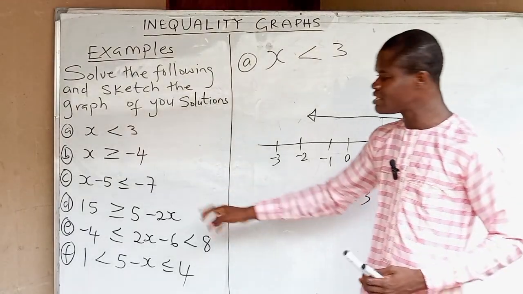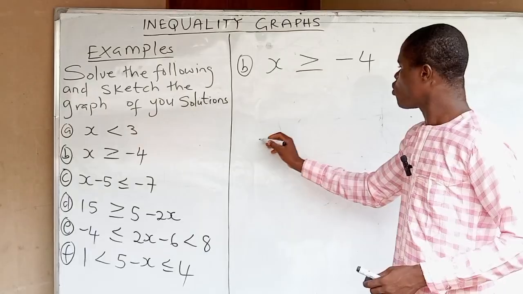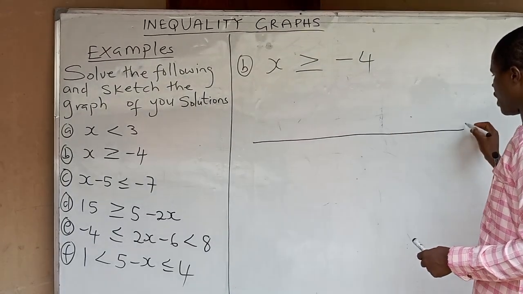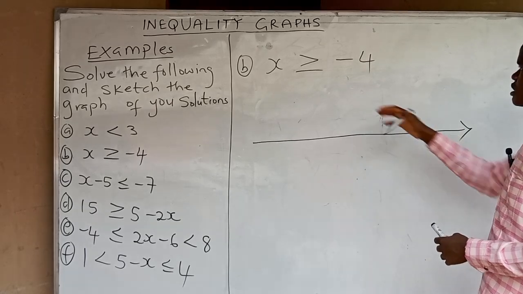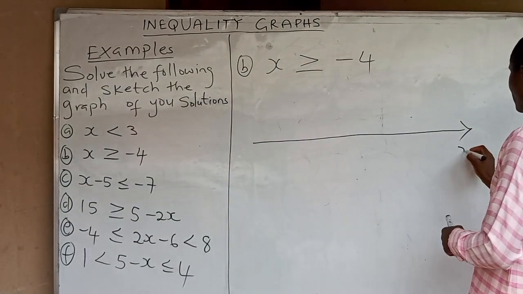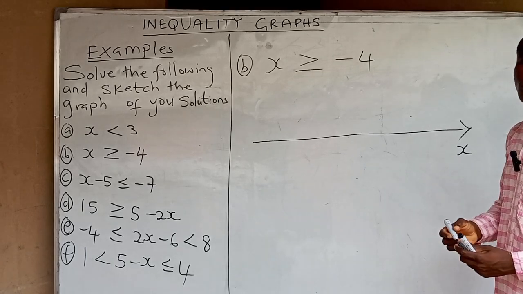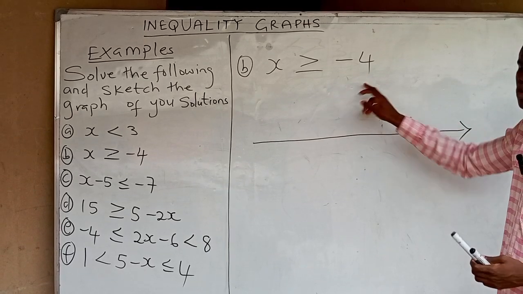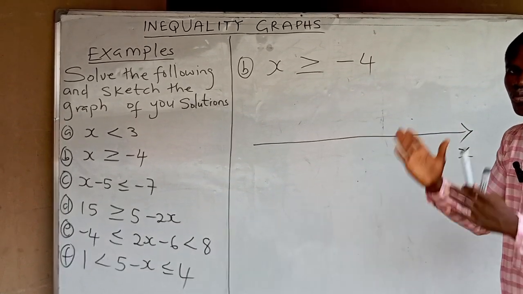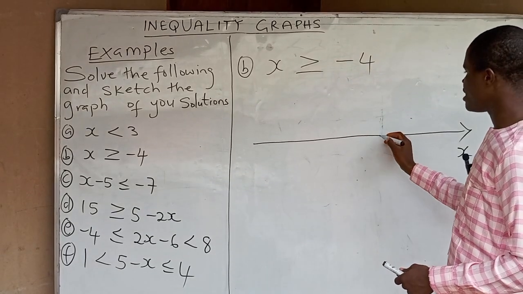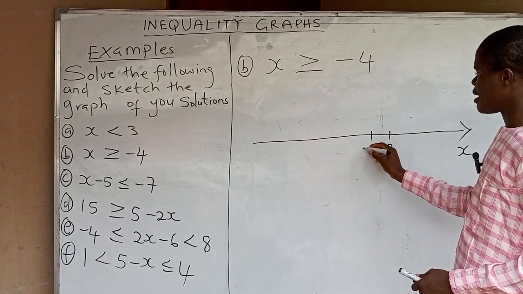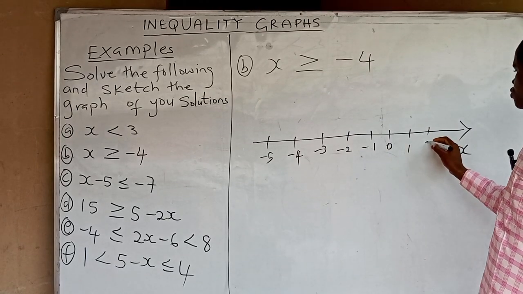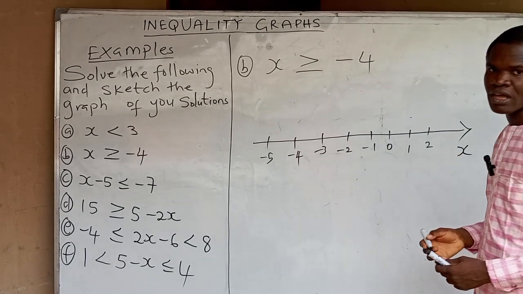So let us also sketch the graph of question B. We proceed by sketching our number line. Since the variable name is x, we call our number line x. Since the solution set is for all the numbers greater than or equal to minus 4, our number line must capture minus 4. So we can call here 0, call here minus 1, then this is 1, 2, and then we can stop there.